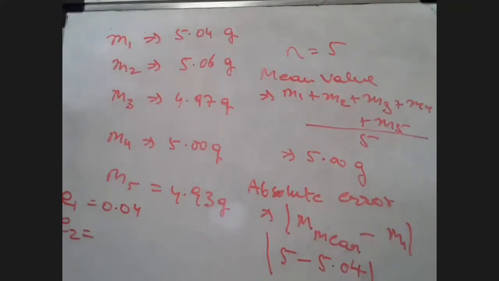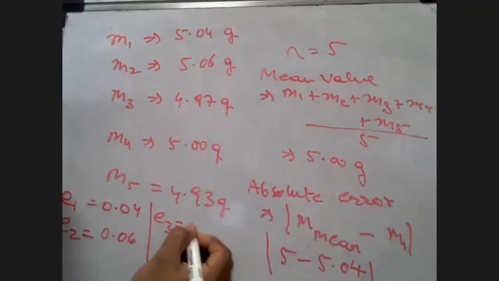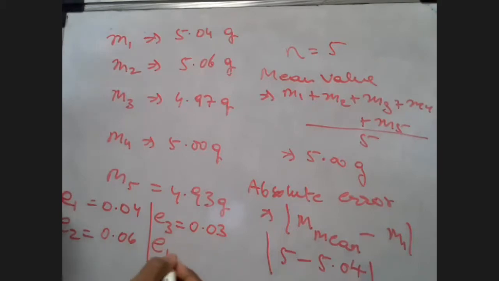Sir, do we have to calculate absolute error for each given value? Yes. If they are asking you, then you will have to. So absolute error E1 was 0.04. E2, 5 minus 5.06, is going to be 0.06. E3 is how much, students? 0.03. E4 was 0.00.